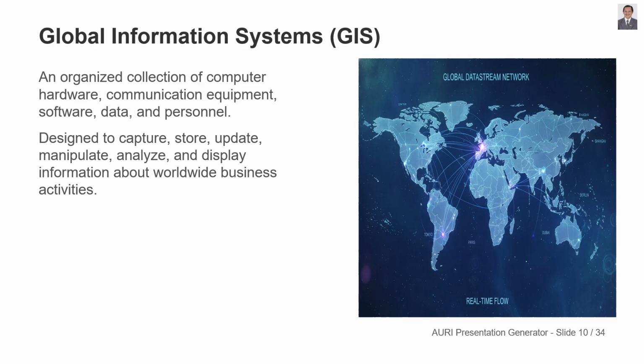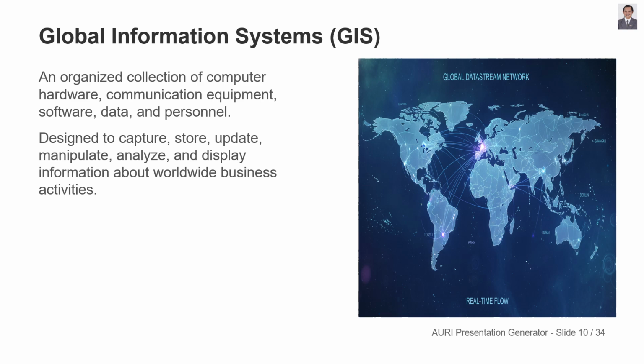It is crucial to understand that a GIS isn't simply a singular piece of software or a standalone application. Rather, it represents a highly organized and intricately integrated collection of diverse technological and human components. This includes advanced computer hardware, sophisticated communication equipment, specialized software applications, vast repositories of critical data, and, perhaps most importantly, the highly skilled personnel who meticulously operate and maintain this complex ecosystem.